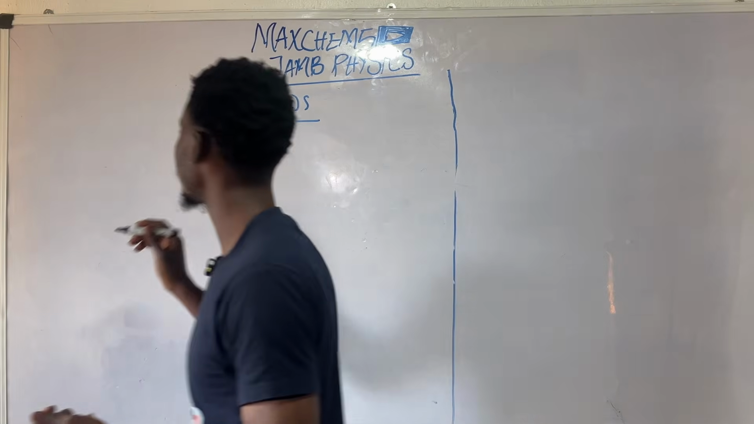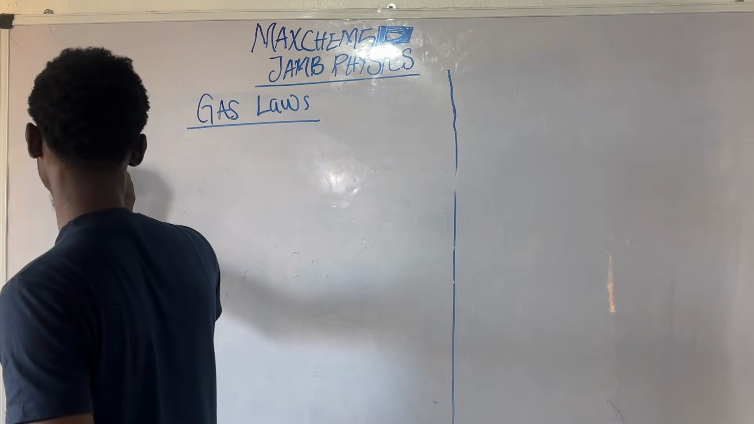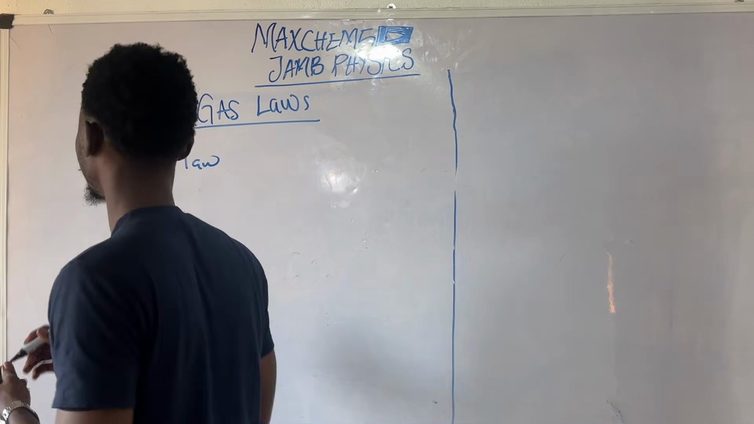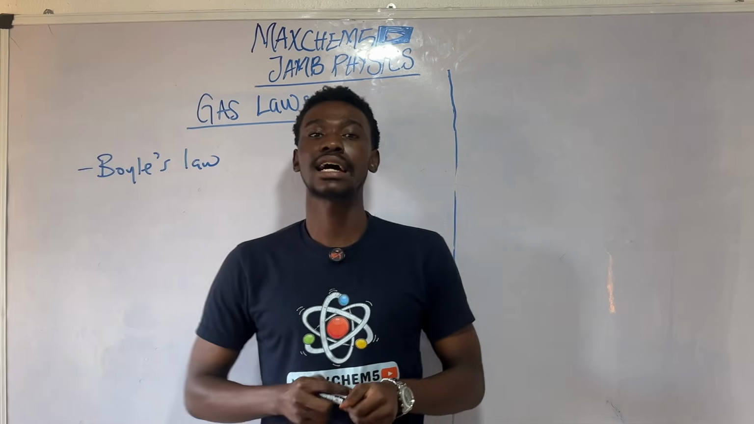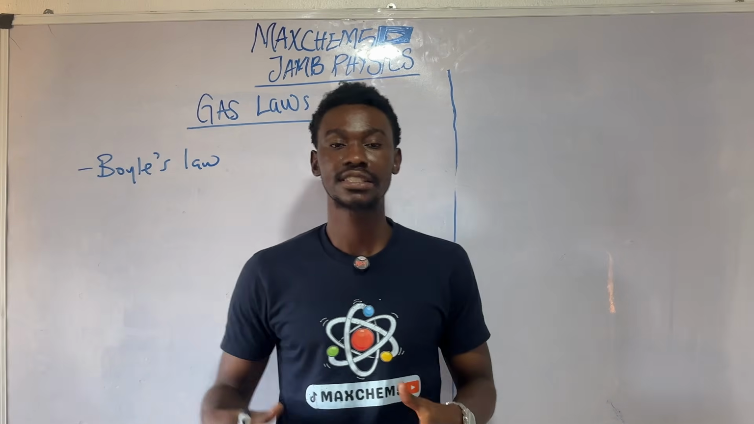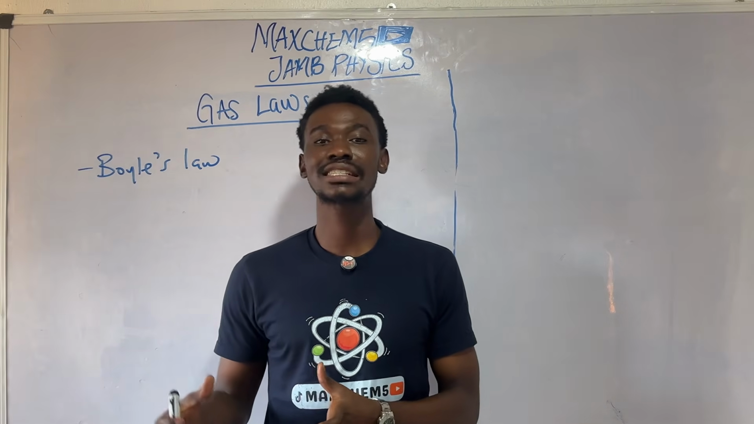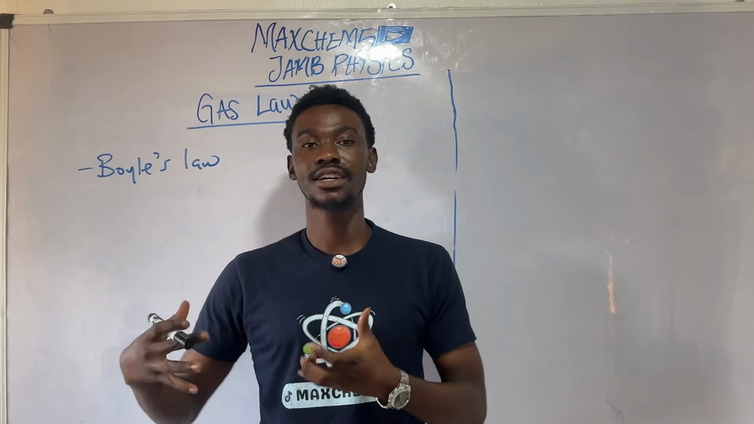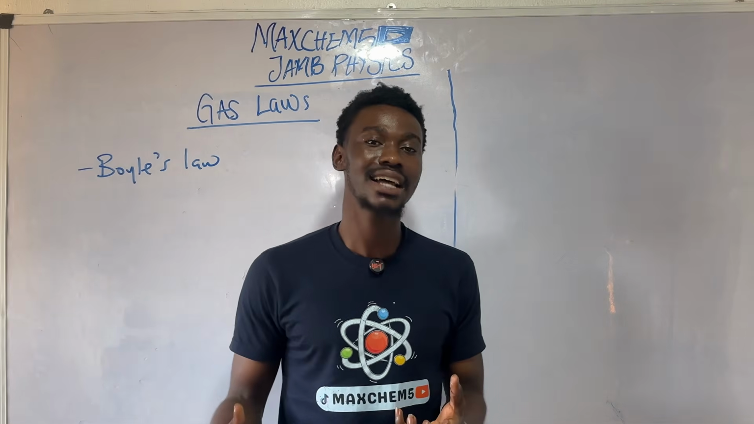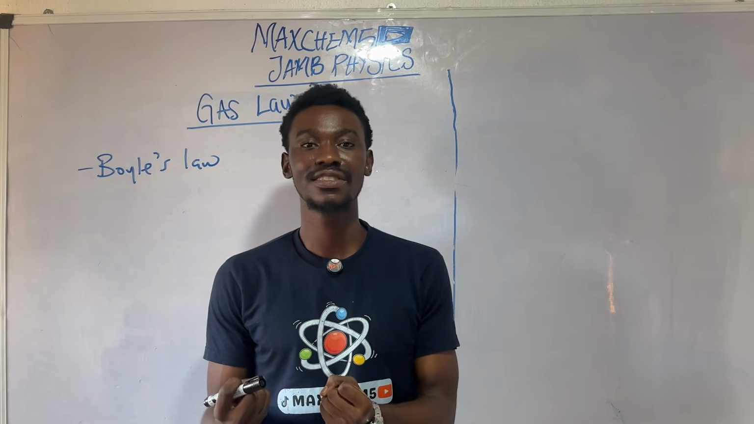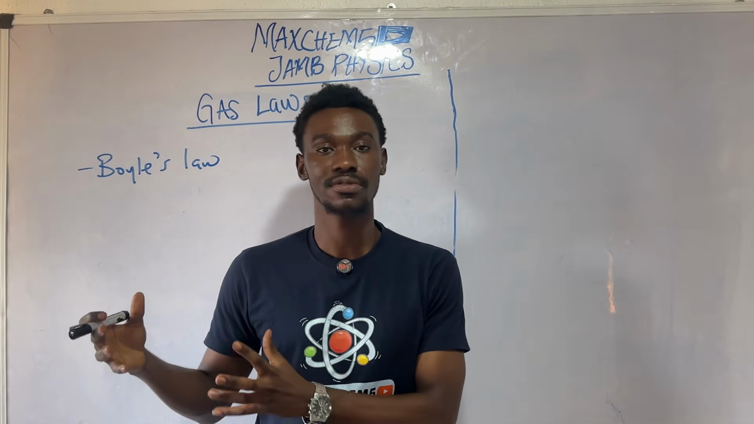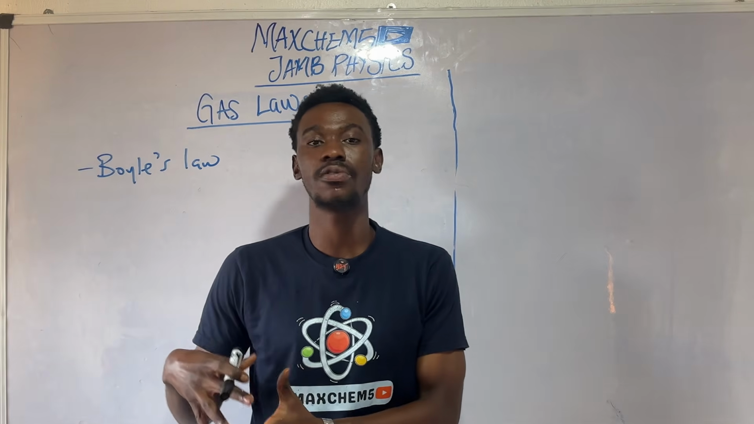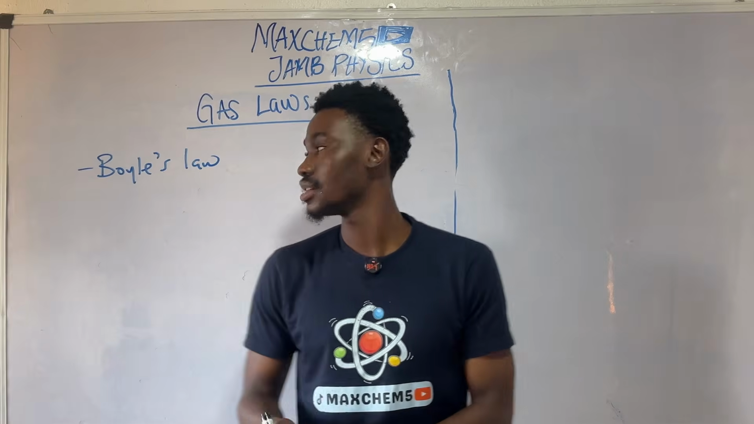The first law I would like to talk about is Boyle's law. Now, Boyle's law states that for a given mass of gas, the pressure is inversely proportional to the volume, provided that the temperature is kept constant. What that means is that if you increase the pressure for a given mass of gas, you would in turn decrease the volume of that mass of gas.